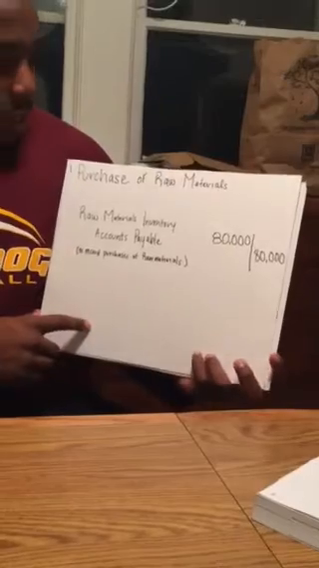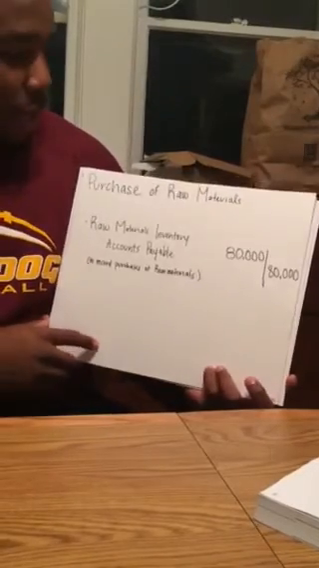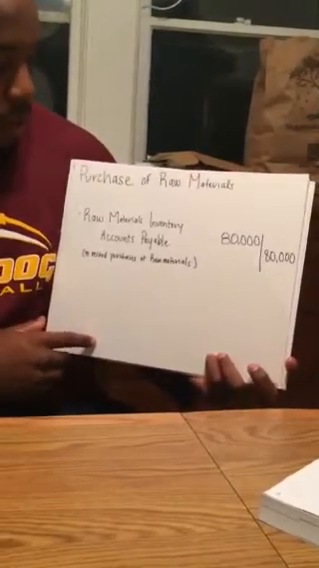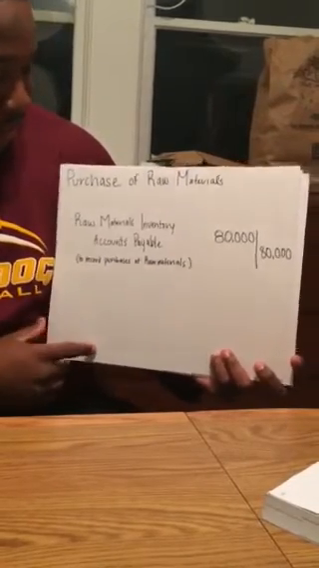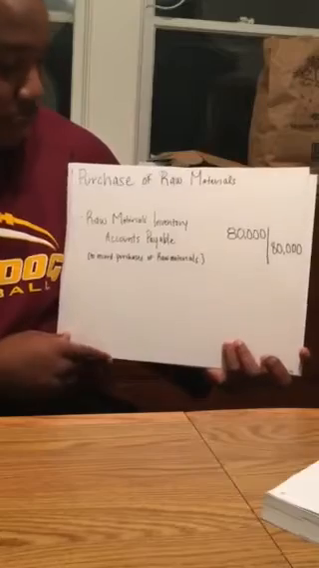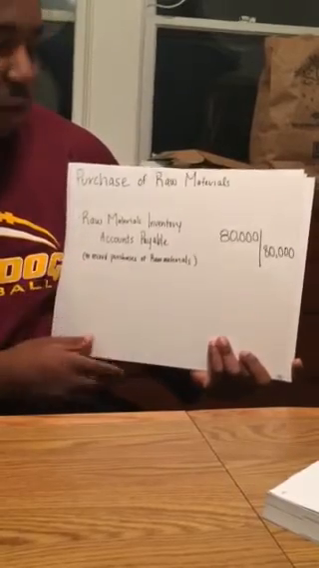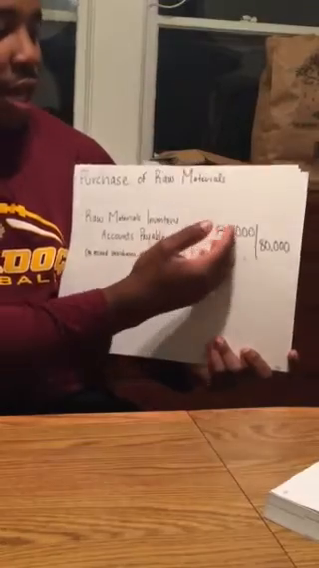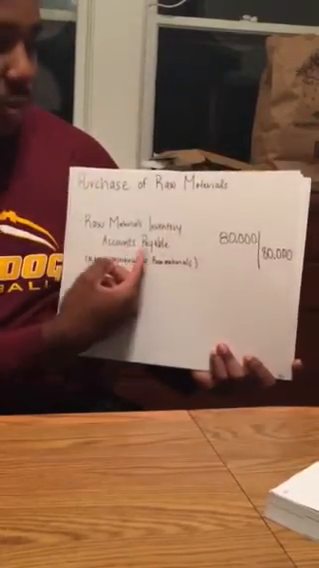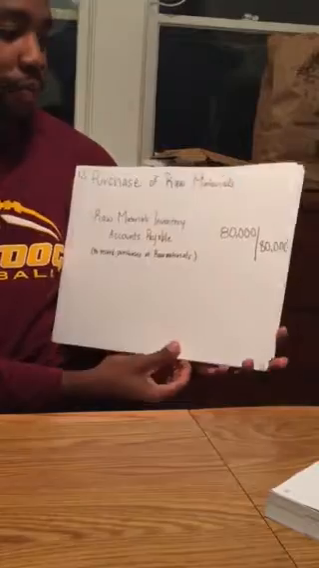So to start, we're going to work on writing the purchase of raw materials. We will start by writing raw materials inventory, and under that we would have accounts payable. And this is to just record the purchase of raw materials. So we'd have our number right here, and on the other side, lower for the accounts payable, the same number.